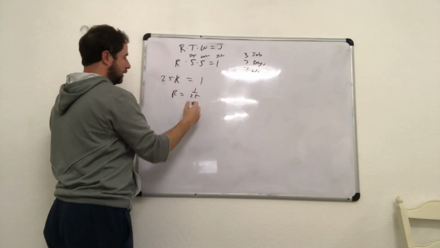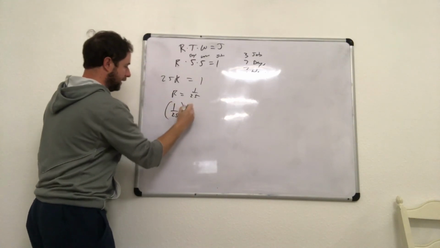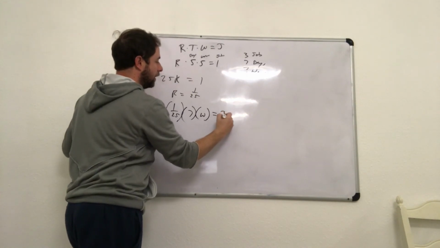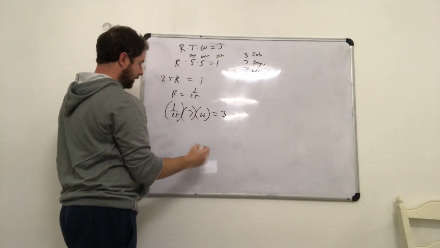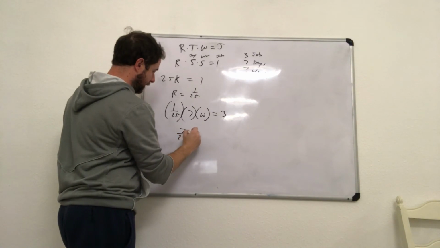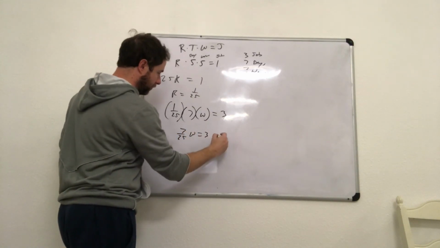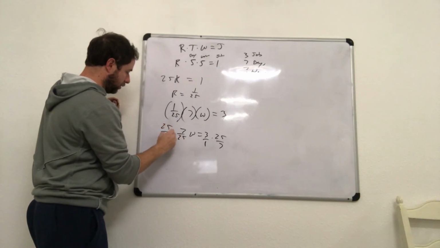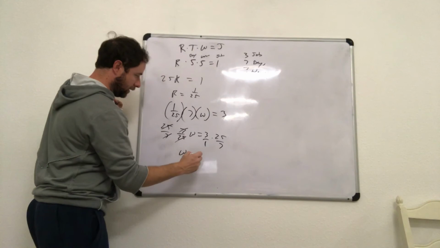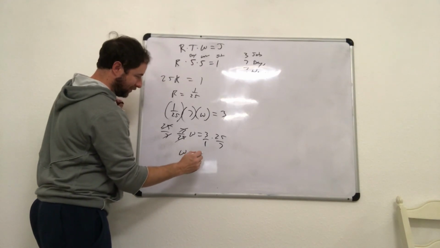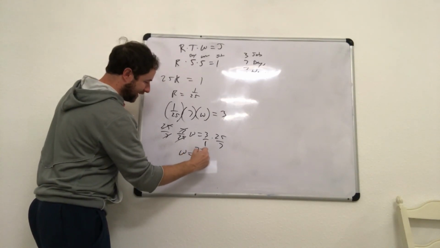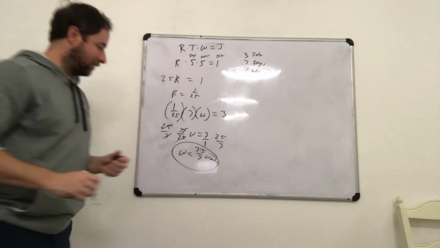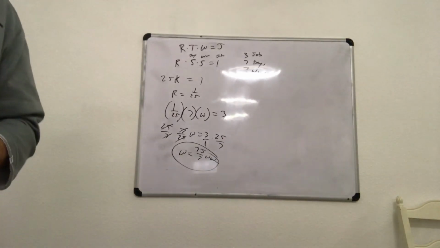So when you plug in, if our rate is 1 over 25, the amount of days they're giving us is 7. They want to know how many workers can complete 3 jobs. So it'll be 7 over 25 W equals 3. Flip it and bring it to the other side. And this is how many workers it is going to be. You're going to need 75 over 7 workers. Don't know how you have 75 over 7 workers, but that is the number.